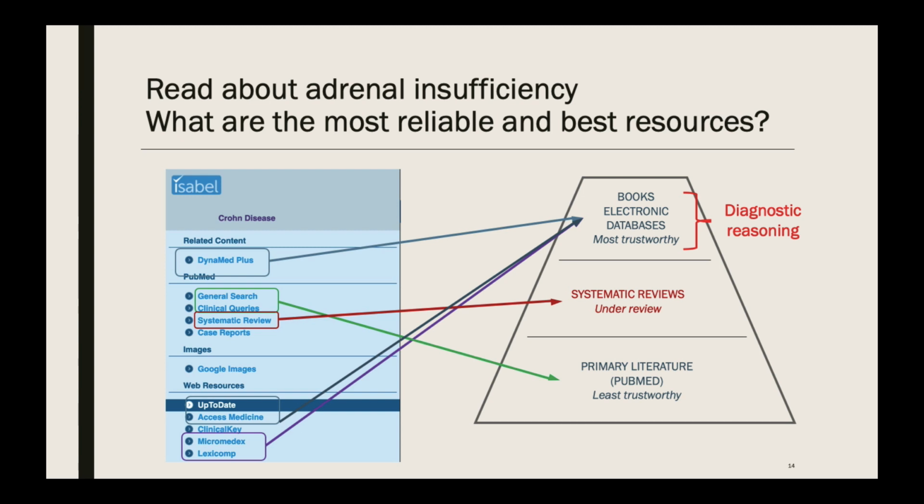Now that we've explained the evidence pyramid, let's look at the Isabel links and see where they map to. We have resources such as Dynamed, Up-to-Date, and Access Medicine that map to the electronic textbooks, and we're going to explore that in a second. We've got systematic reviews, which map to the systematic review level. There's also Cochrane, which is not on this list, but should be soon. And then we have the general search queries that look at PubMed.